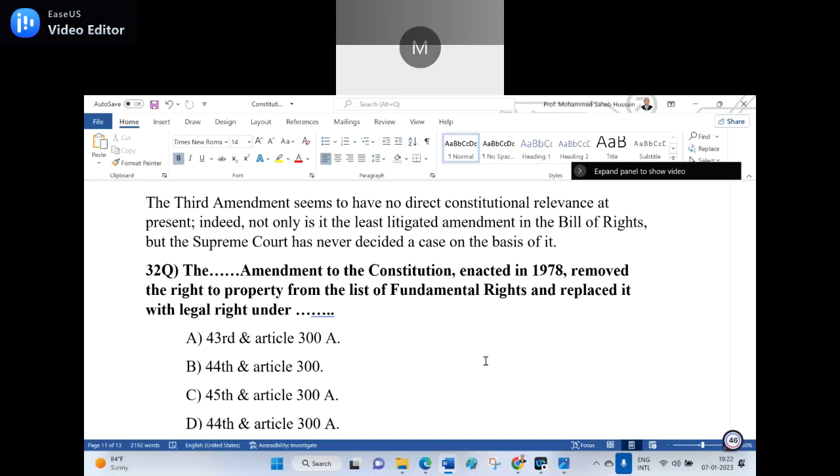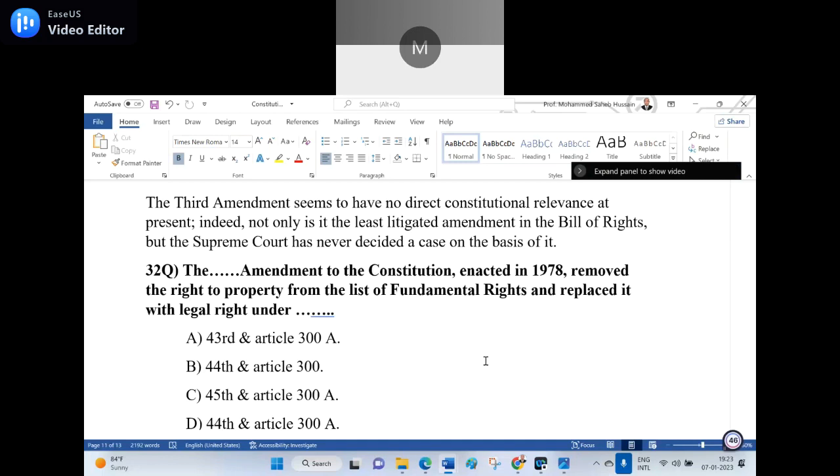Option D is the right answer, sir. 44th Amendment, Article 300A. Yes, I appreciate. You are good in the amendments. It is the 44th Amendment. They removed the right to property from the fundamental rights and put it in Article 300A. It is like a constitutional remedy.